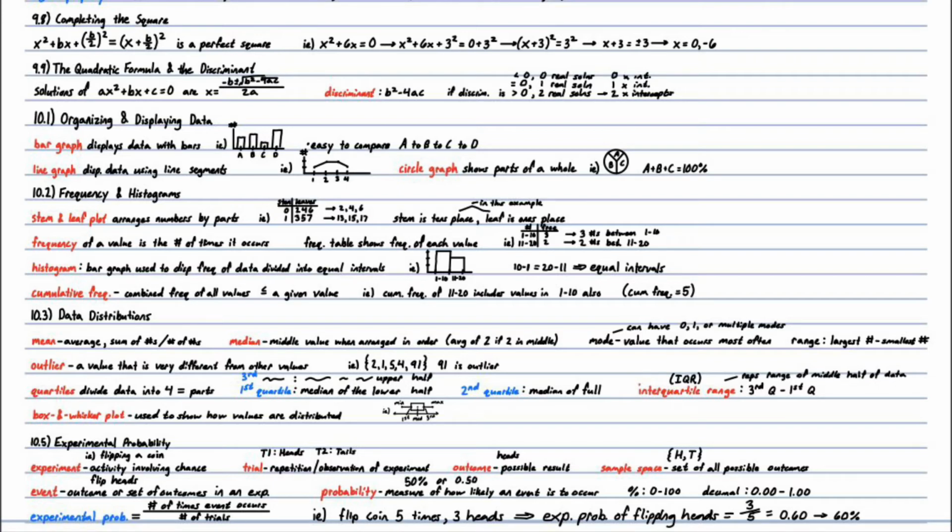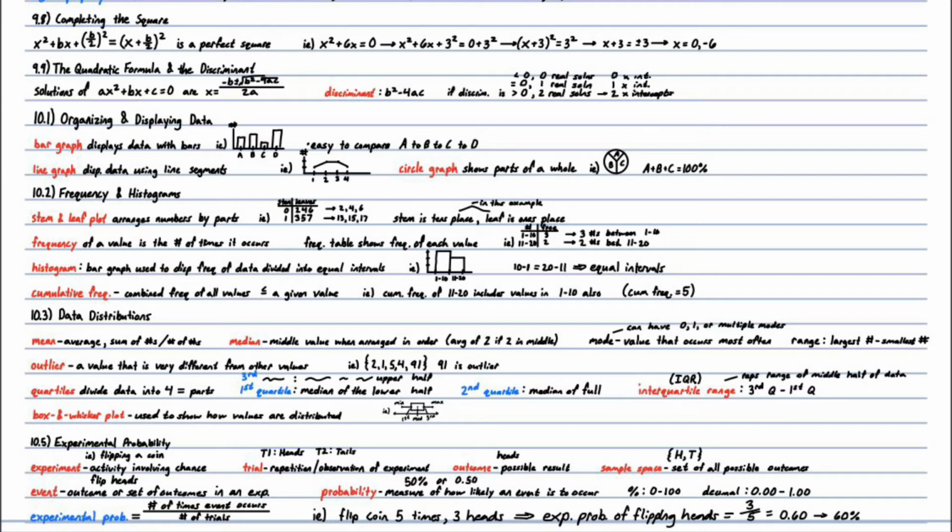Data distributions. The mean of a set of numbers is the average of the numbers. It is the sum of the numbers divided by the number of numbers. The median is the middle value when arranged in order. If there are two middle values, it is the average of the two middle values. The mode is the value that occurs most often. You can have 0, 1, 2, or multiple modes. The range is the difference between the largest number and the smallest number. An outlier is a value that is very different from the other values.